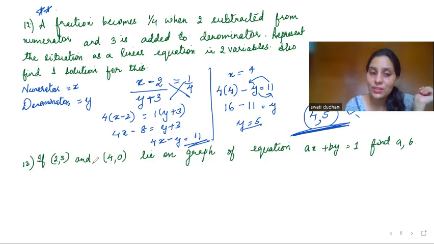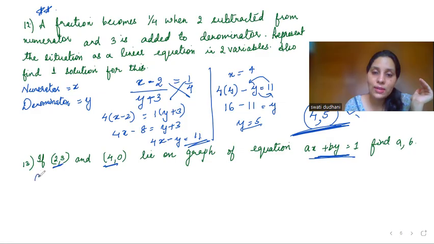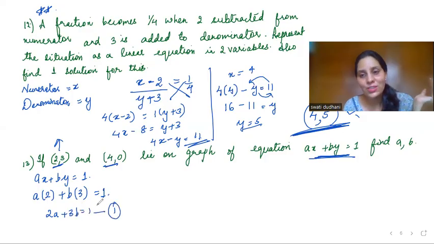If (2, 3) and (4, 0) lie on the graph of the equation ax plus by equals 1, find a and b. Now it is given that these points lie on this equation. So that means you will substitute. First let us take ax plus by equals 1. Let us take this point (2, 3). So here x is 2 and y is 3. From this we get 2a plus 3b equals 1. This is our first equation.